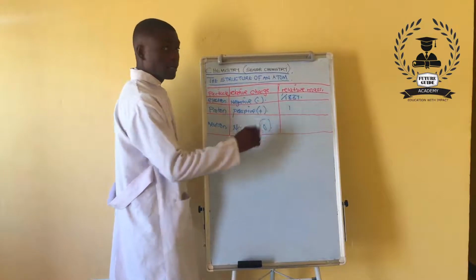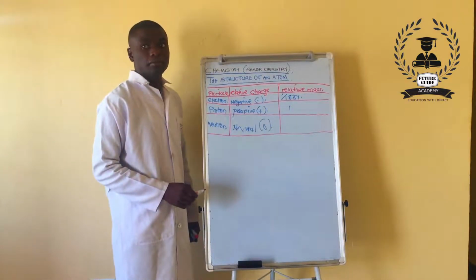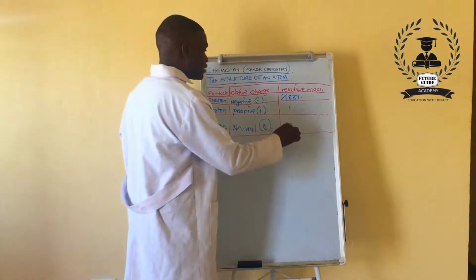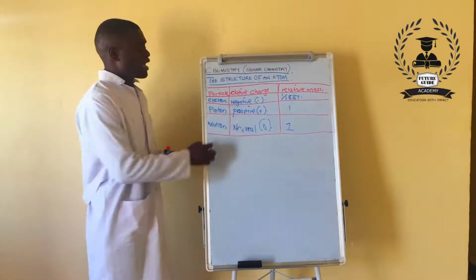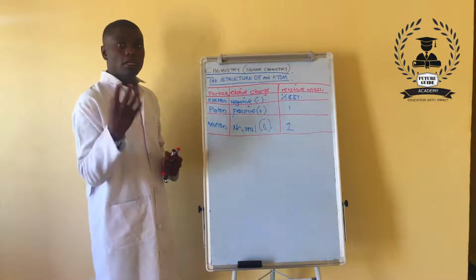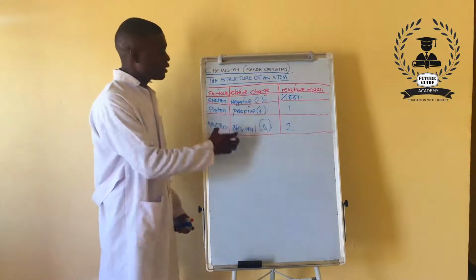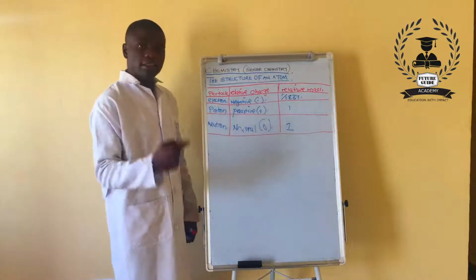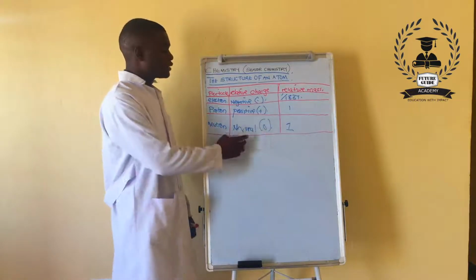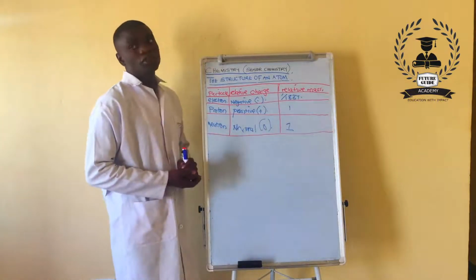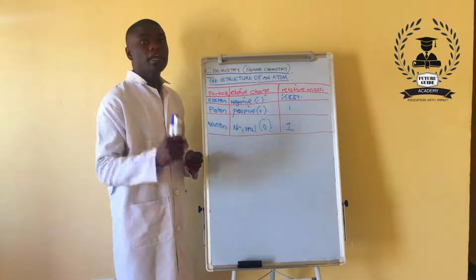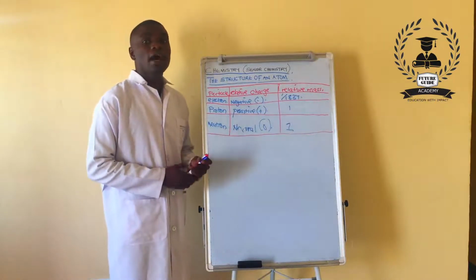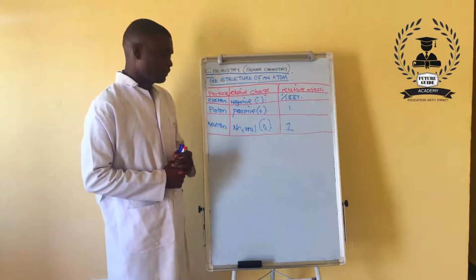And the charge is what? 0. Relative mass, it's 1. That is for a neutron. So you are supposed to know, some people ask you about the charges of an electron, a charge of a proton, as well as a charge of a neutron, including the location. Where can we find an electron? Where can we find a proton? As well as a neutron.